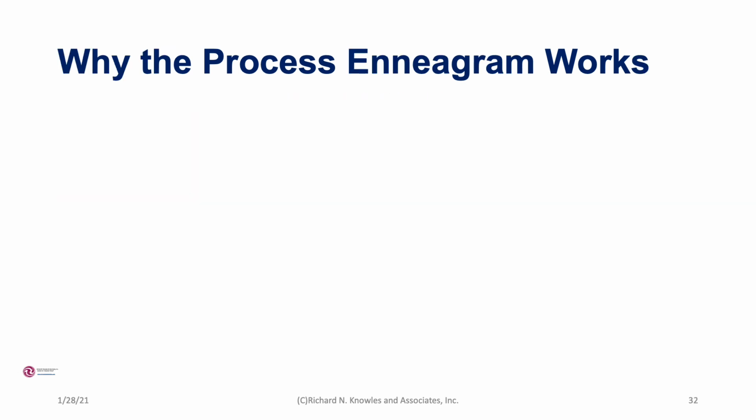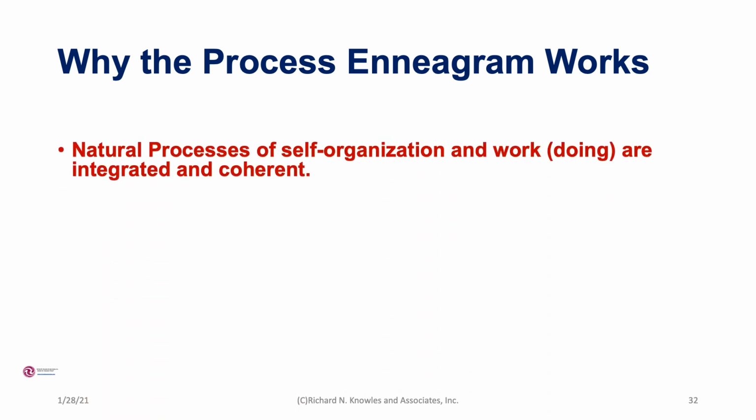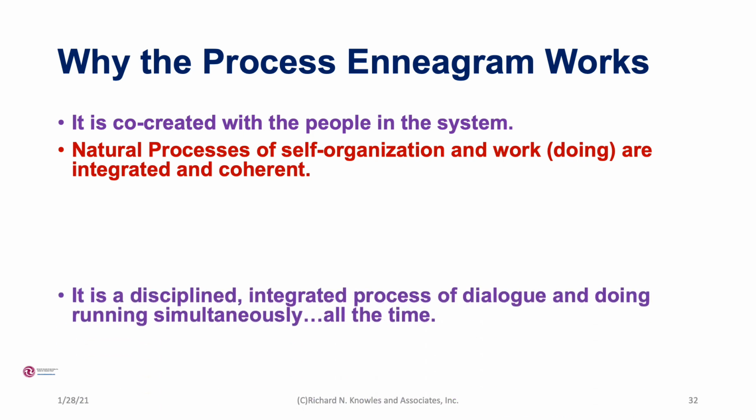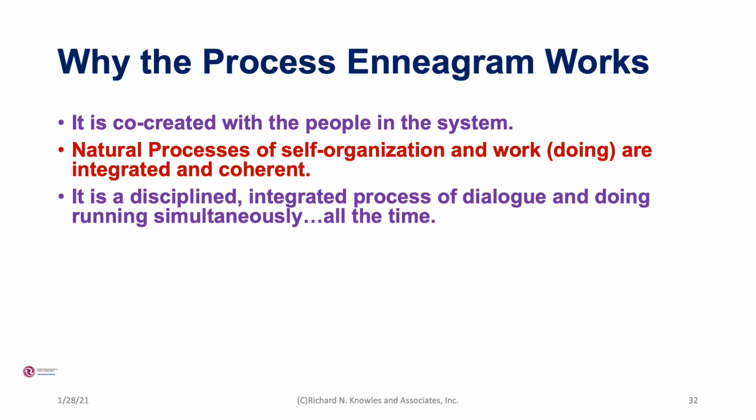Let me talk a little bit about why the Process Enneagram works. What is it about this thing that makes it work and release the energy? Well, it's a natural process of self-organization and work that makes sense to people. That's the process they spontaneously go to when a situation like the fire occurs and the dysfunctional management behaviors are ripped off. People are co-creating this. Whatever they want their future to be, they're co-creating it, so they're all having input into it. And when people do that, they don't resist the change. The Process Enneagram is a disciplined, integrated process of dialogue and doing, running at the same time. It's easy to use, it feels right, and makes sense.